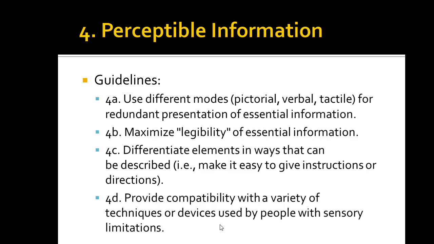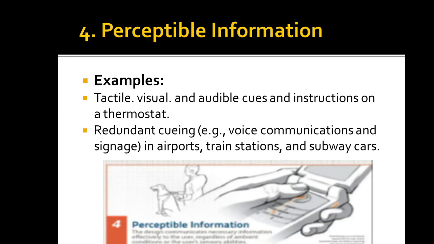Maximize legibility of essential information. So it should be clear, it should be readable, the essential information. Differentiate elements in ways that can be described. Make it easy to give instructions or directions. Provide compatibility with a variety of techniques or devices used by people with sensory limitations. So we have already discussed those with limitations. So examples: tactile, visual, and audible cues and instructions on a thermostat.